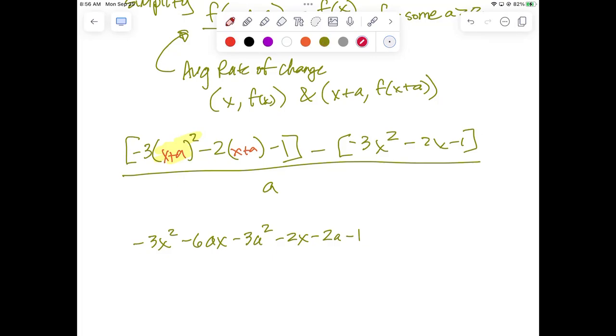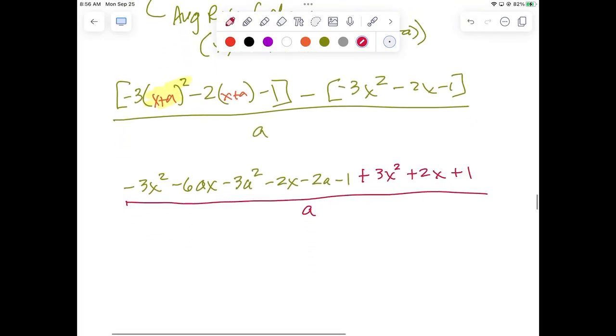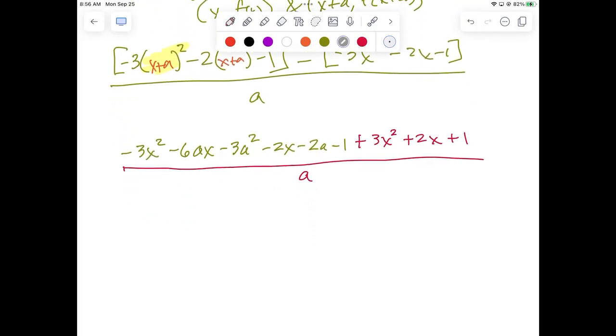Now we go to the second one. We distribute the negative, and we get plus 3x squared plus 2x plus 1. And all of that is over a. Don't forget it's all over a. Now here's your checkpoint. If you do it correctly, anything in the numerator without an a in this case should cancel. Make sure it does. Negative 3x squared, positive 3x squared. Negative 1, positive 1. Negative 2x, positive 2x.